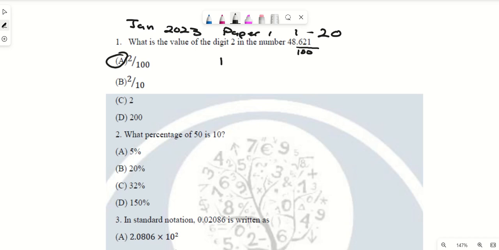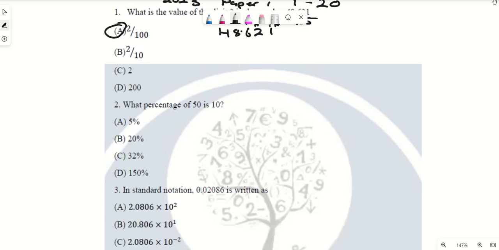Or if you don't know, 48.621 after your decimal point is tenths, then hundredths, then thousandths. So the 2 is 200 thousandths. So that's how we got A to be your answer.